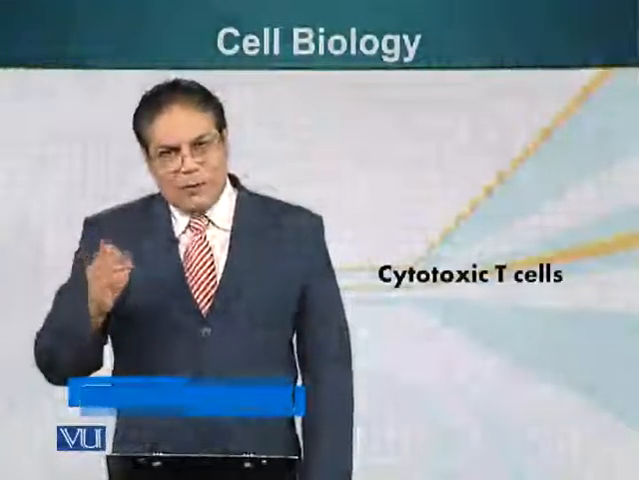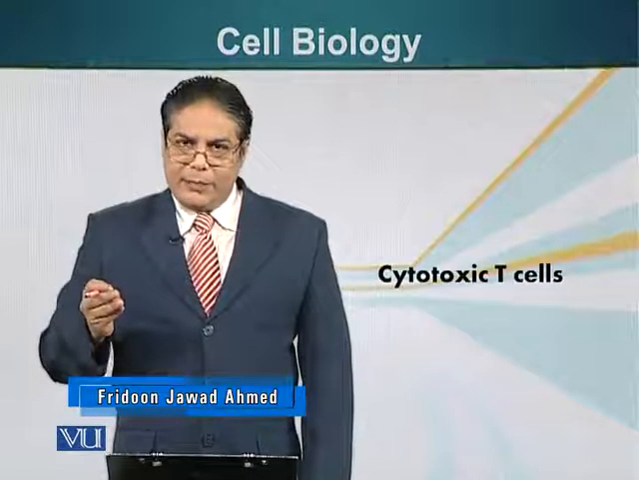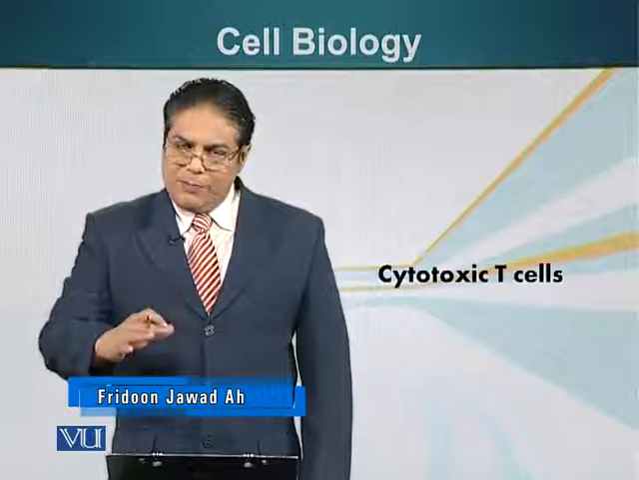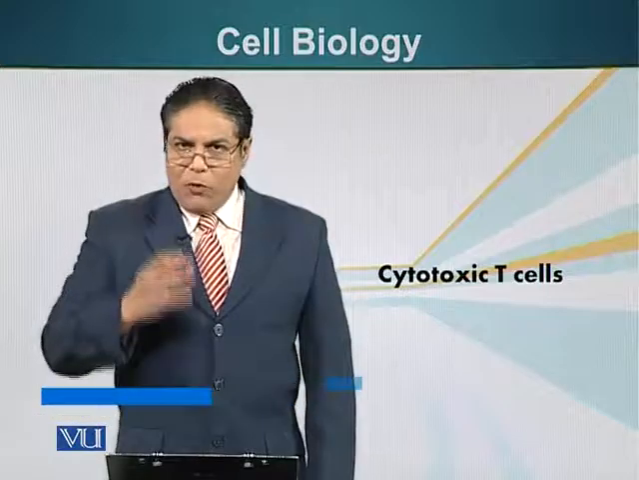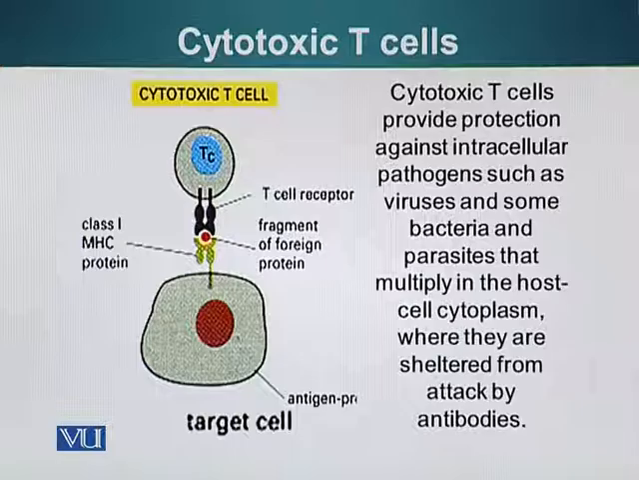So we have talked about two types of T cells, cytotoxic T cells and helper T cells. Let's look at these two types of cells separately. First of all, we'll talk about the cytotoxic T cells. Cytotoxic T cells provide protection against intracellular pathogens, for example, viruses and also some bacteria that can actually enter the host cell and start multiplying there.